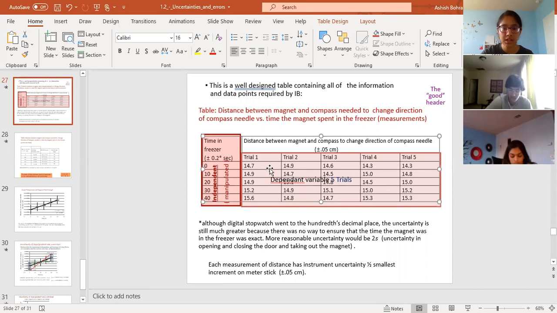Okay. Yeah. So you would take the highest value, which is 14.9, minus the lowest value, which is 14.3, and then you would divide that by 2. So in this case, our uncertainty would be plus or minus 0.3 centimeters for 0. And then I think you would just do the same thing for each of these times.